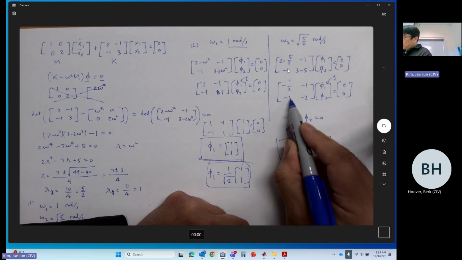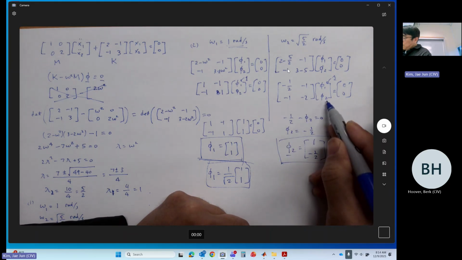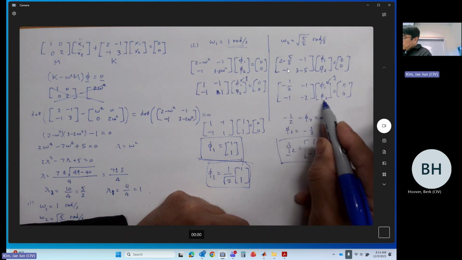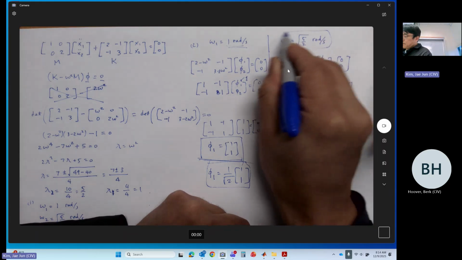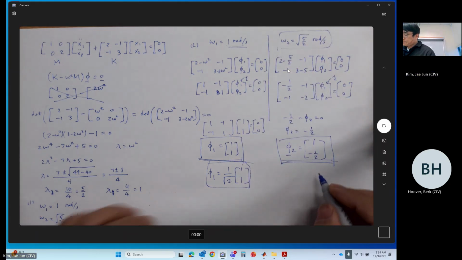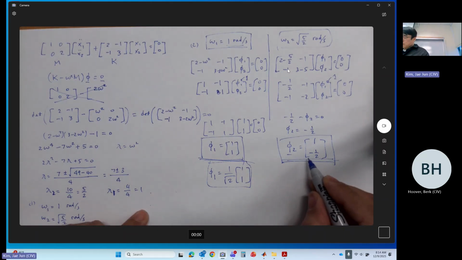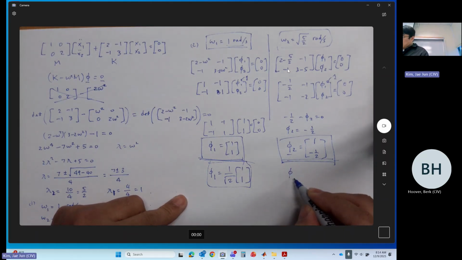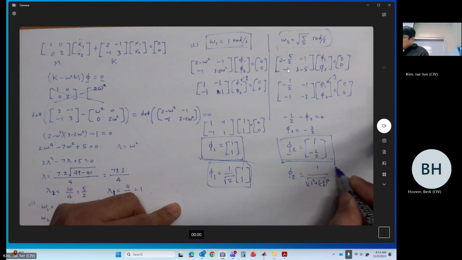And you can check with the second one. Minus 1, minus 2 times minus 1 half is 1. Minus 1 plus 1, 0. So you can see that this is the mode shape of the second flexible mode. And if you want to have a mode shape that is normalized, you can also do that. 1 squared plus minus 1/2 squared. You can always normalize the vector.